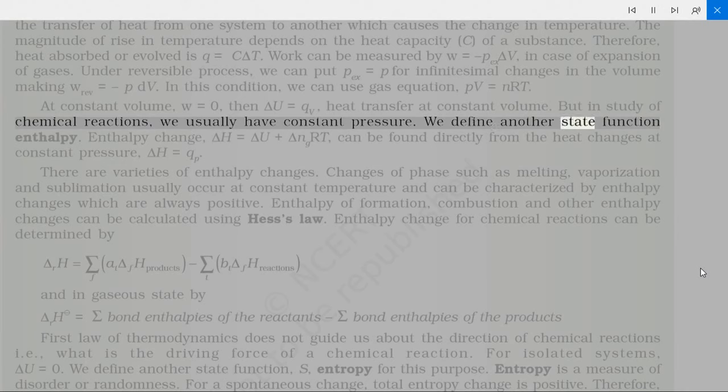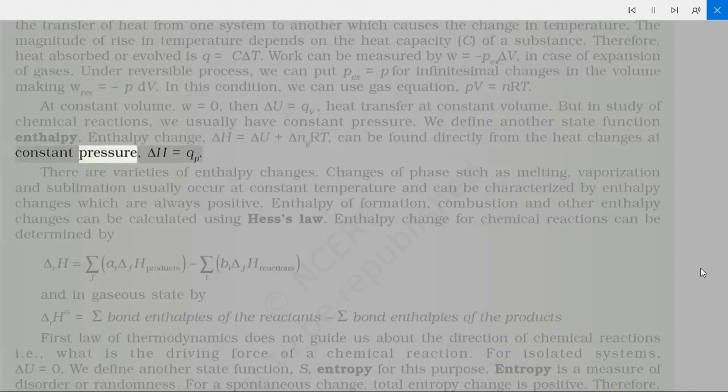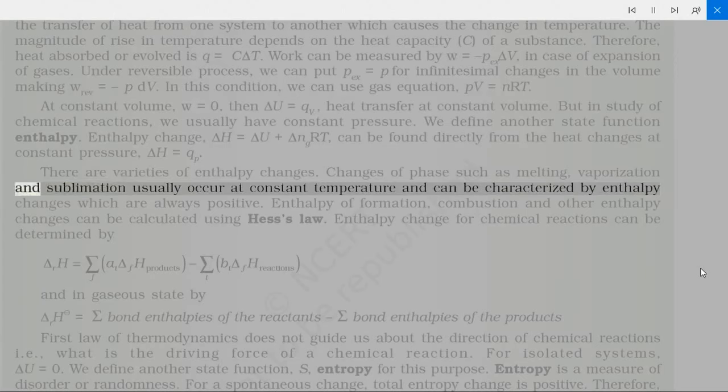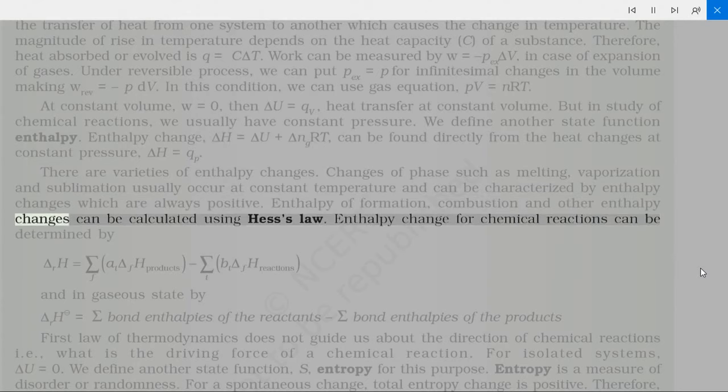We define another state function, enthalpy. The enthalpy change, ΔH = ΔU + Δn_g RT, can be found directly from the heat changes at constant pressure, ΔH = q_p. There are varieties of enthalpy changes. Changes of phase such as melting, vaporization and sublimation usually occur at constant temperature and can be characterized by enthalpy changes which are always positive. Enthalpy of formation, combustion and other enthalpy changes can be calculated using Hess's law.